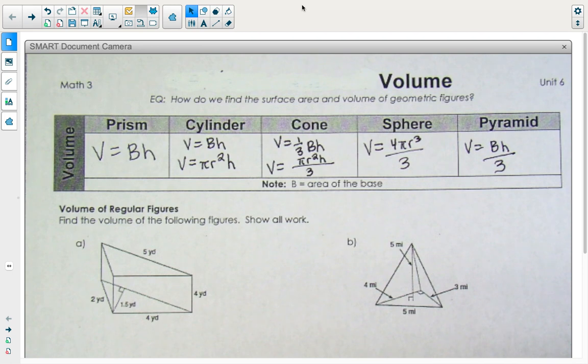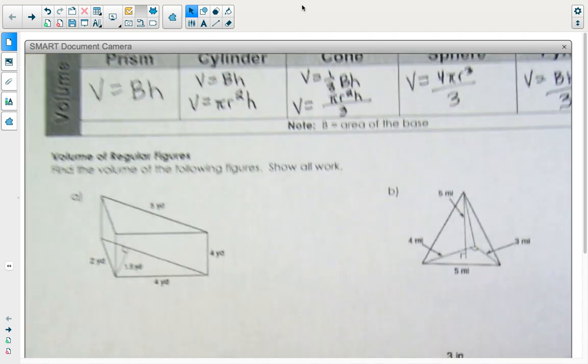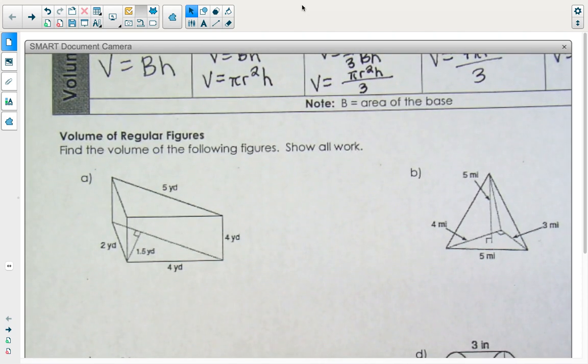We're going to go through and we're going to use these. Again, our basic formula is base times height for volume. It's just trying to figure out what the base is. So let's get into some examples. Volume of regular figures. Find the volume of the following figures below and show all your work.